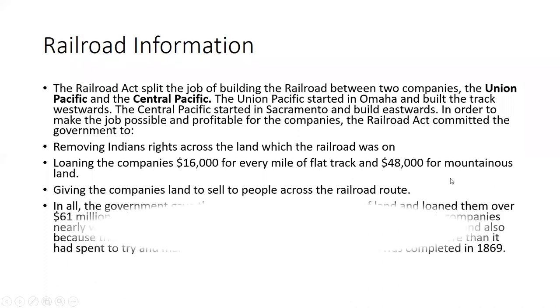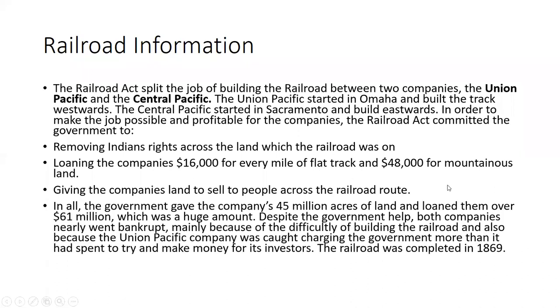Next, in all, so this whole process of the railroad, the Transcontinental Railroad, the government gave the companies 45 million acres of land and loaned them over $61 million. Now, this was a huge amount. Okay, it's unimaginable how much money that the government gave to these companies to build this railroad. But because of this, even though the government gave them a lot of help, both companies nearly went bankrupt.